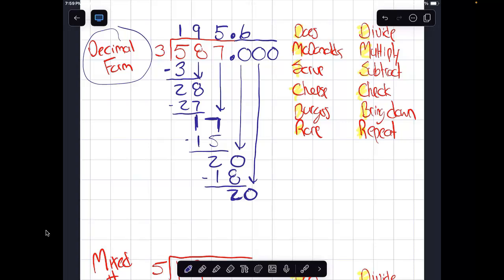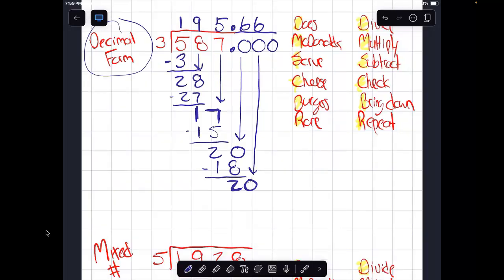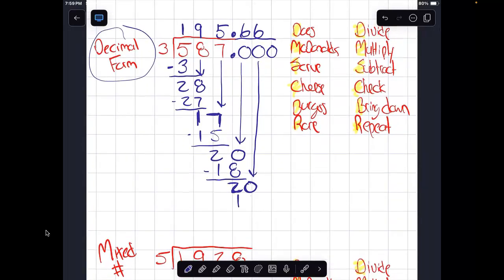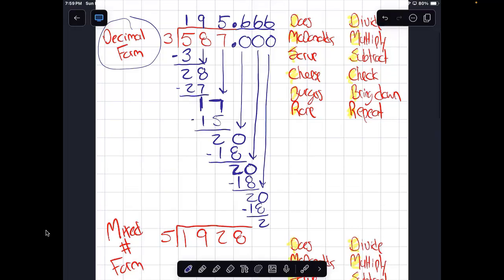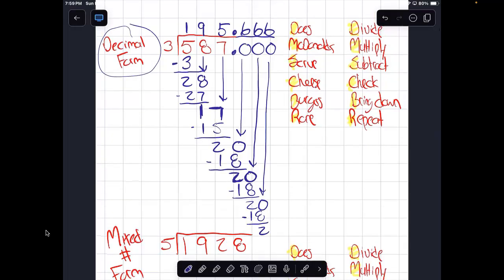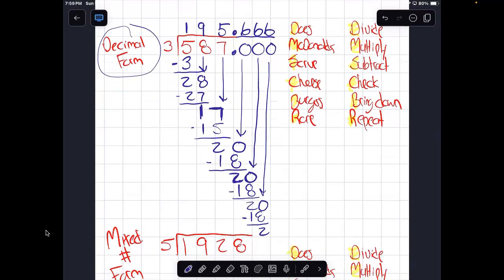3 goes into 20 6 times again. 3 times 6 is 18. 20 minus 18 is 2, and I'm going to bring down the 0. 3 goes into 20 6 times again. 6 times 3 is 18. Subtract. 20 minus 18 is 2. I am done. I have no more zeros to bring down, and you know that after I bring down the 3 zeros, I can go ahead and round.